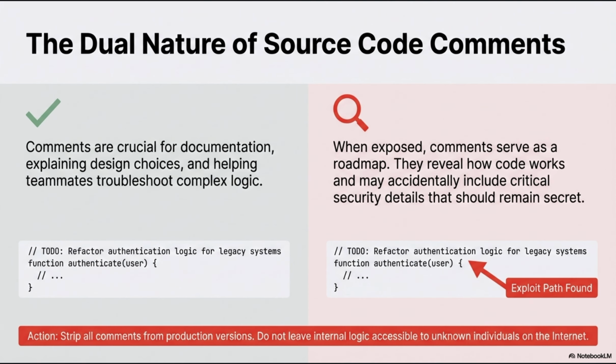So the dual nature of source code comments. While comments are crucial for documentation, explaining design choices, and helping teammates troubleshoot complex logic, when they're exposed, comments serve as a roadmap. They may reveal how code works and may accidentally include critical security details that should remain secret. Now, what do you want to do? You want to strip all your comments from the production versions. Do not leave internal logic accessible to unknown individuals on the internet.